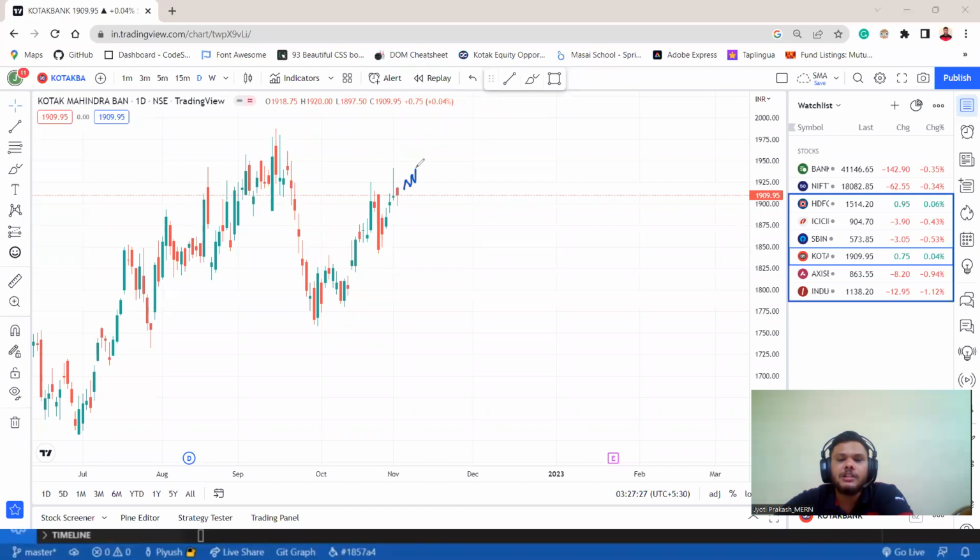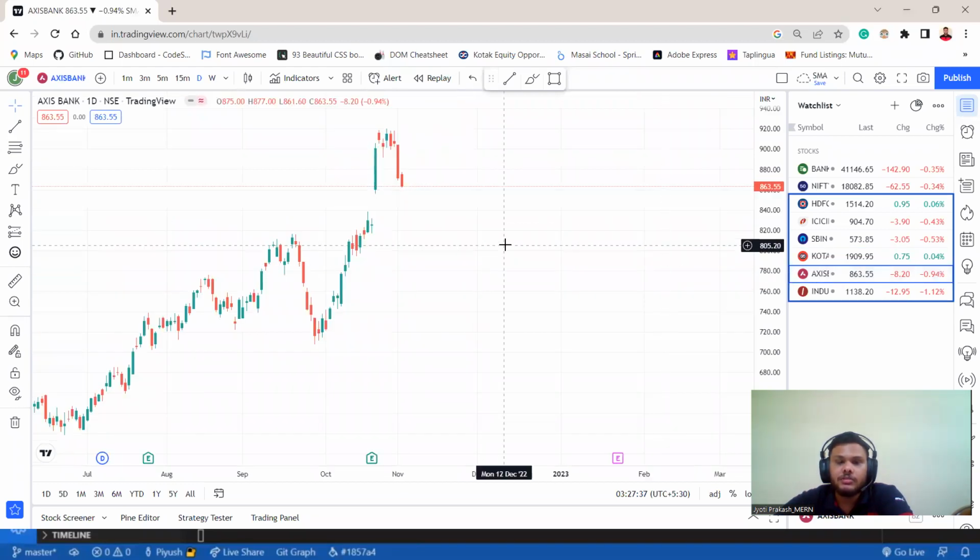Then you can take a trade for buying with small quantity, and our first target will be 1925 to 1931. Okay, 1900, not 900. Now let's look into Axis Bank.